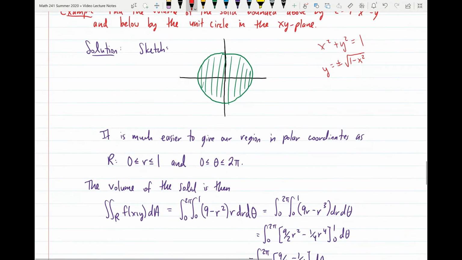So we say that the region is the region such that r is between 0 and 1, and theta is between 0 and 2 pi. So that's kind of a nicer way to describe the unit circle here.